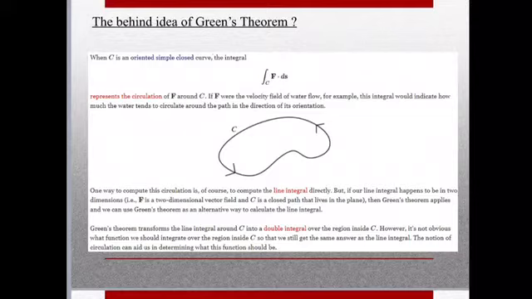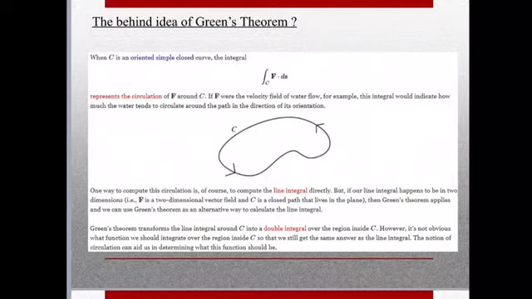One way to compute this circulation is, of course, to compute the line integral directly. But if our line integral happens to be in two dimensions, for example, F is a two-dimensional vector field and C is a closed path that lives in the plane, then Green's theorem applies, and we can use Green's theorem as an alternative way to calculate the line integral. Green's theorem transforms the line integral around C into a double integral over the region inside C.